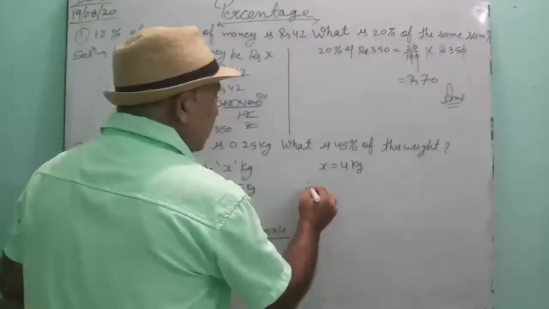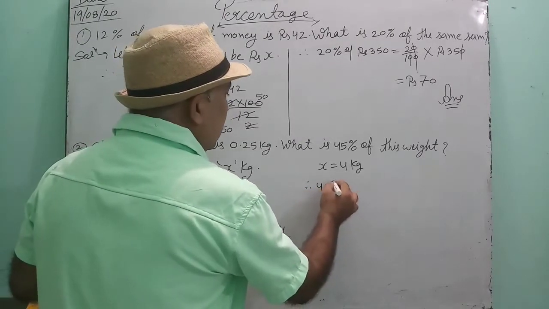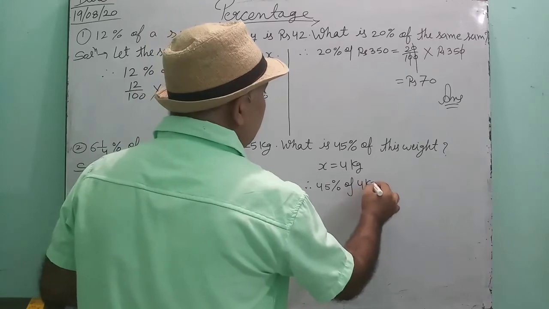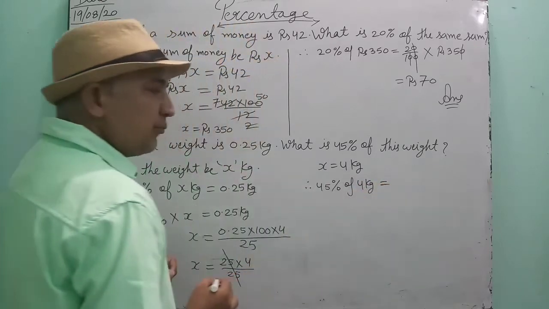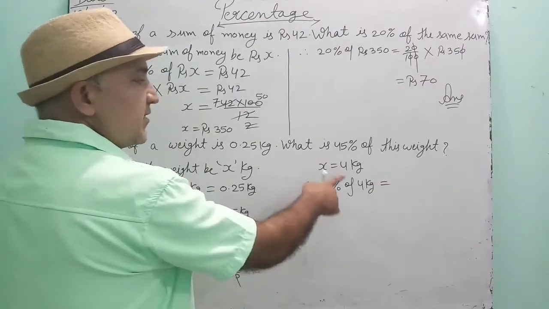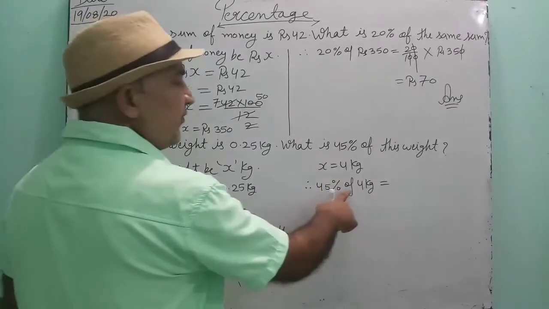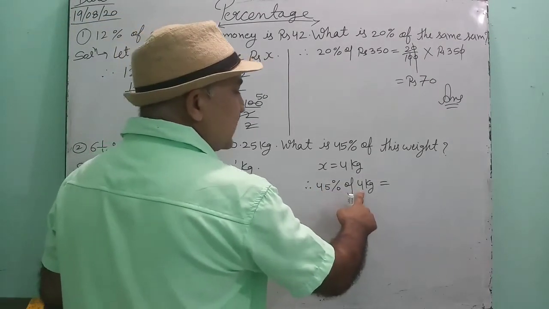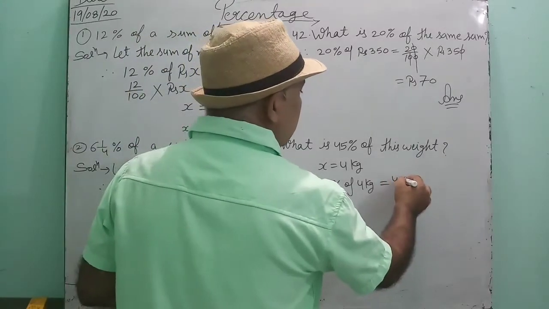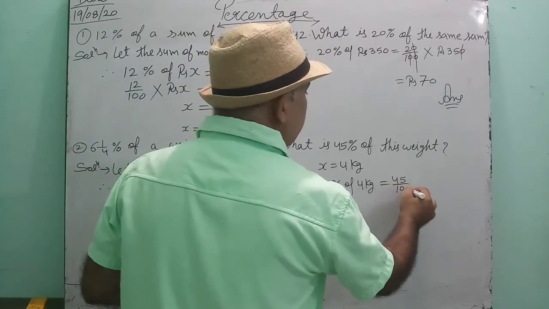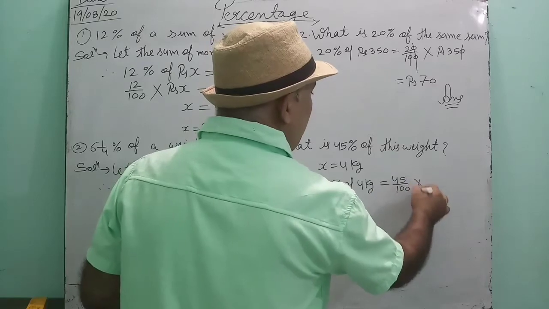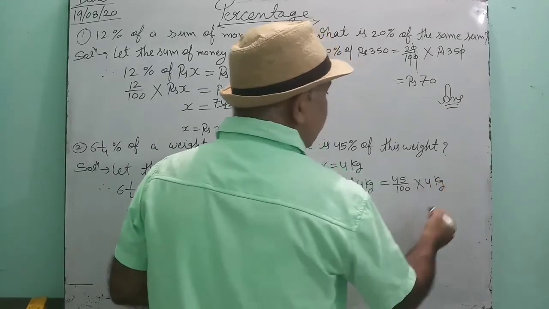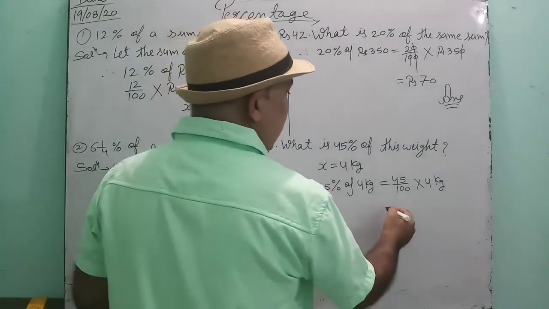Therefore, 45% of 4 kg. This we have to find, because X is 4 kg. So 45% of this weight will be 45% of 4 kg. Now solve it. 45% means 45 upon 100, of means multiply. And then 4 kg. Solve and get your answer.